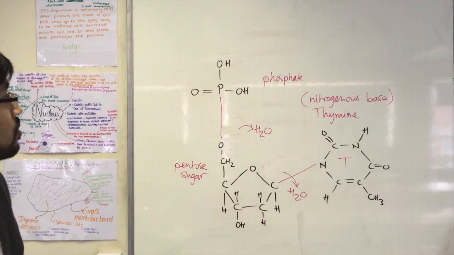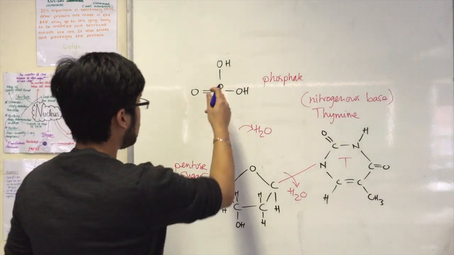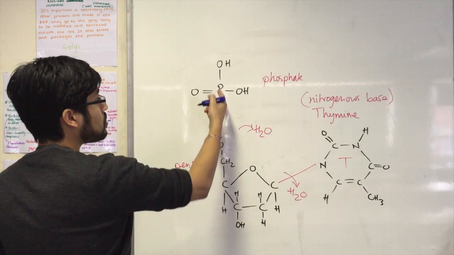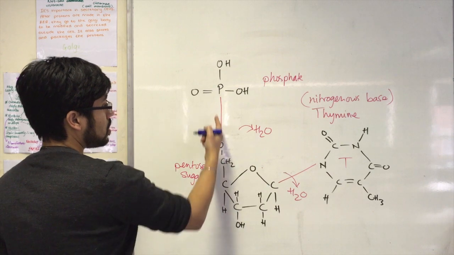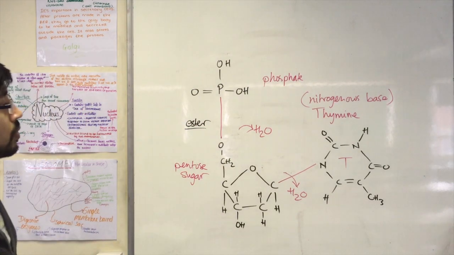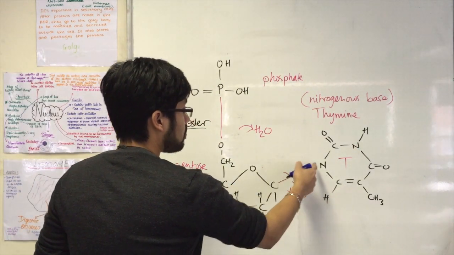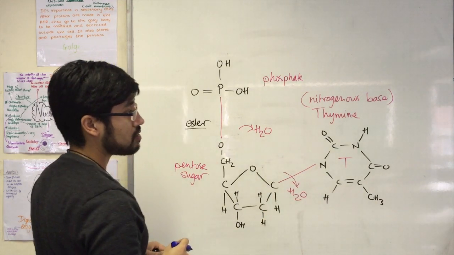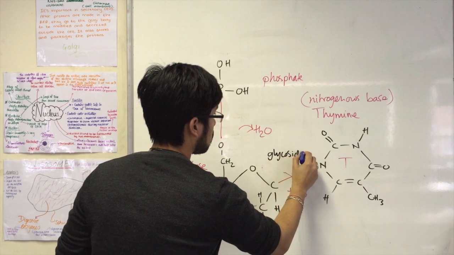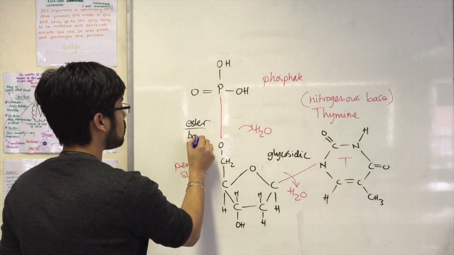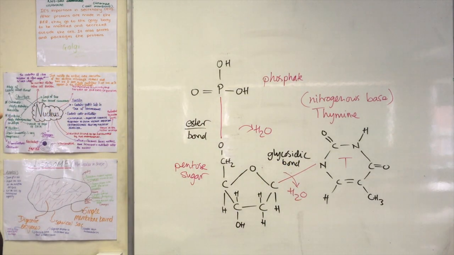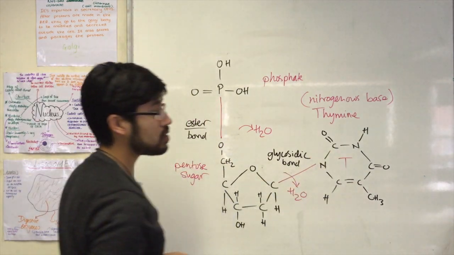Let's just quickly talk about the new bonds that are formed. Here, the bond between the phosphate and the sugar is called an ester bond. And the bond between a sugar and another group is called a glycosidic bond. So here we have an ester bond, and here we have a glycosidic bond. And thus we have the three components of our nucleotide.